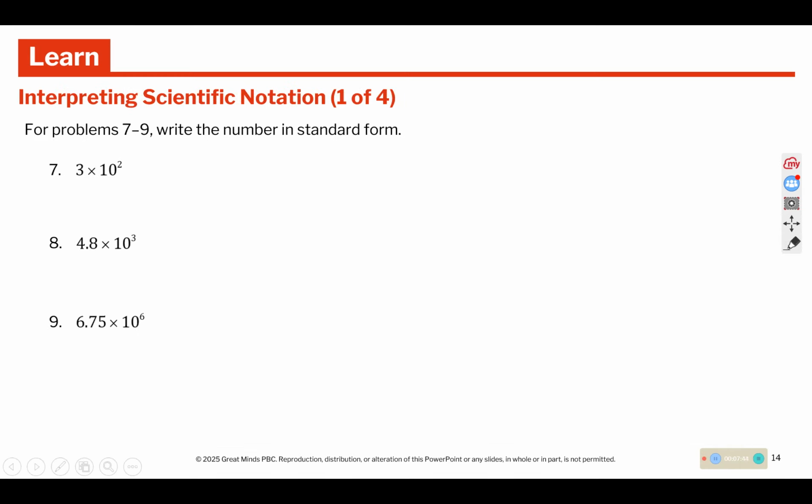For problems 7 through 9, write them in standard form. The way that I write them in standard form is I look at my number here. There's an invisible decimal after the 3, and this order of magnitude tells me how many place values to move the decimal. So 1, 2. And in that gap, I fill it with zeros. So my answer here would be 300.